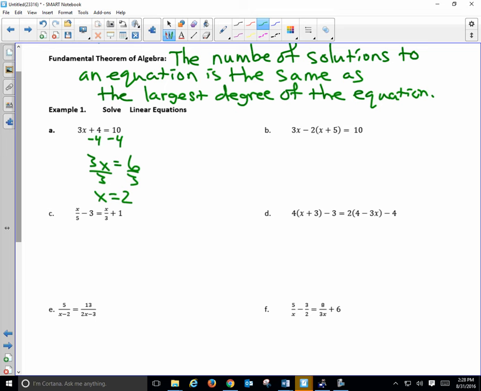What makes B difficult? What do I have to do with the 2? Do I distribute positive 2 or negative 2? Negative 2. So 3x minus a 2x minus 10 is equal to 10. What terms can I combine? Gives me x minus 10 is equal to 10. X is 20.